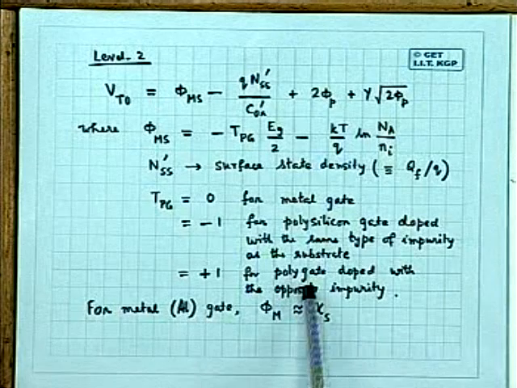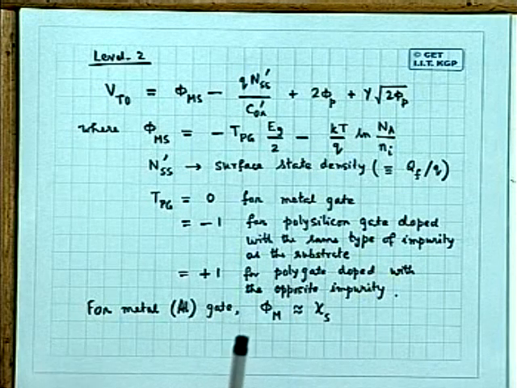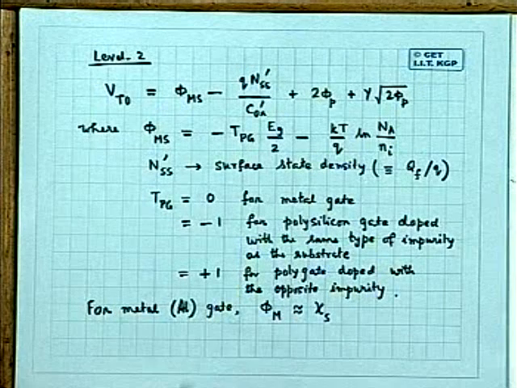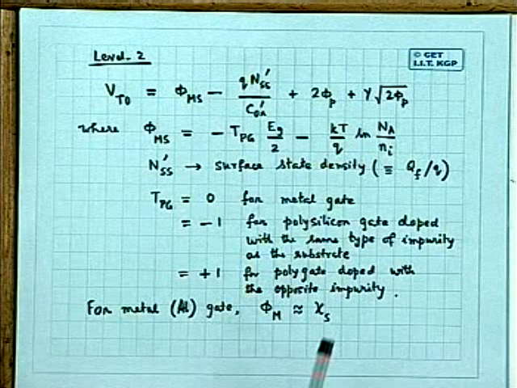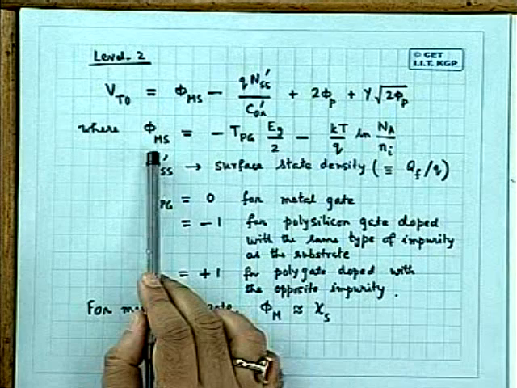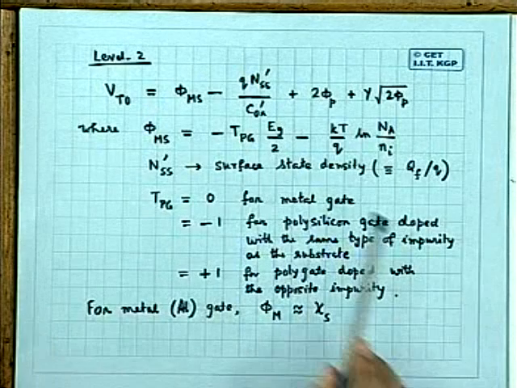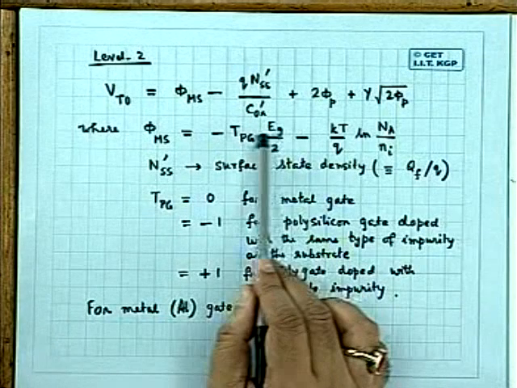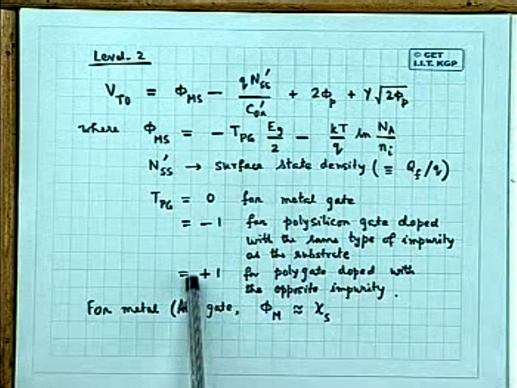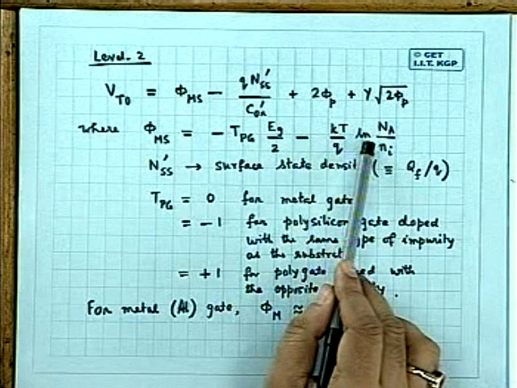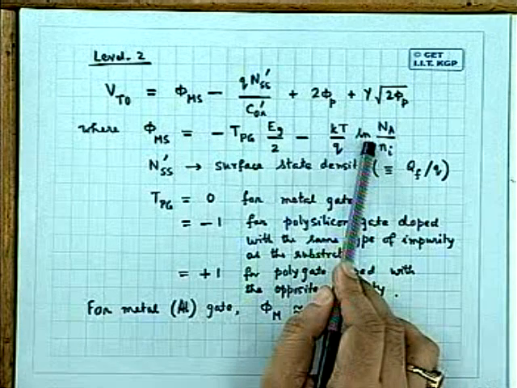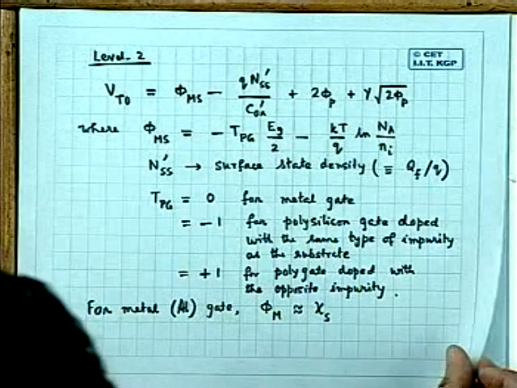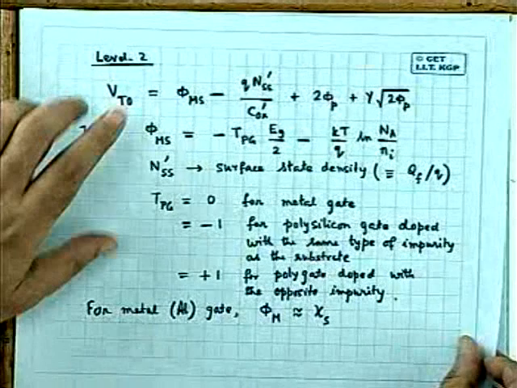If it is n plus polysilicon, which is usually the case for NMOS, usually the gate is n plus. So in that case, what is the value of phi ms? It is minus TPG minus Eg by 2, minus this thing. So this has to be kept in mind. So this is so far as the VTO model is concerned.